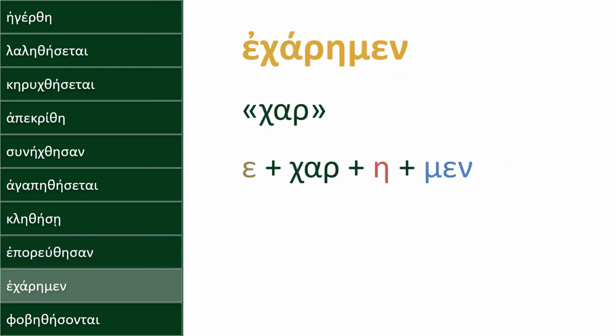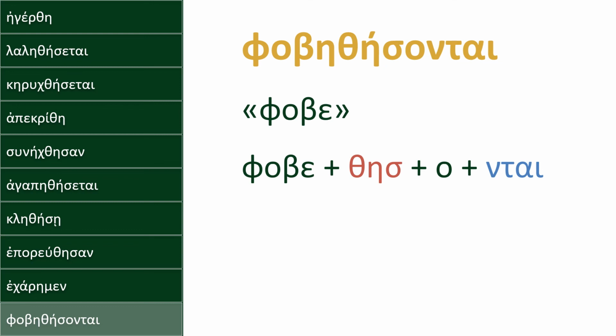Echaremen, aorist passive indicative, first person plural, from the verb chero, meaning we rejoiced. It is in fact deponent in this tense, hence we rejoiced. The root is char. The formation is from the augment epsilon plus the tense stem char plus the tense formative eta. Notice this is a second aorist passive, hence the tense formative is eta, not theta. And the first person plural ending men, hence echaremen, we rejoiced.